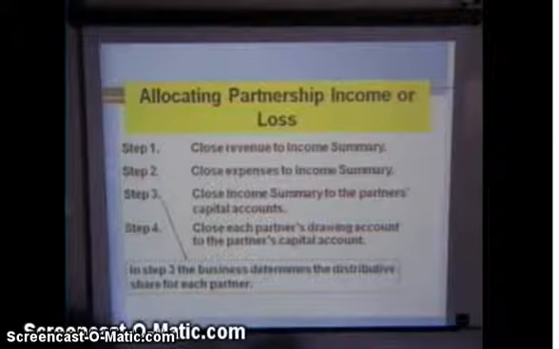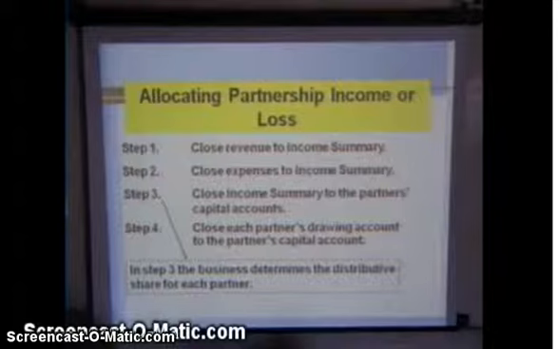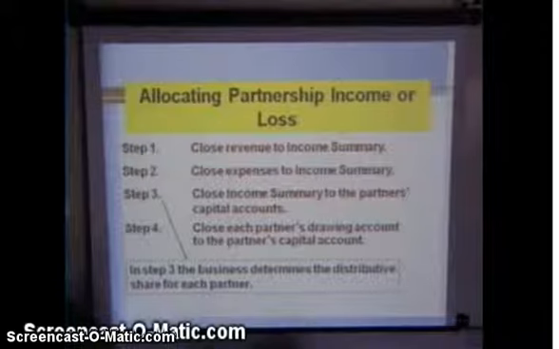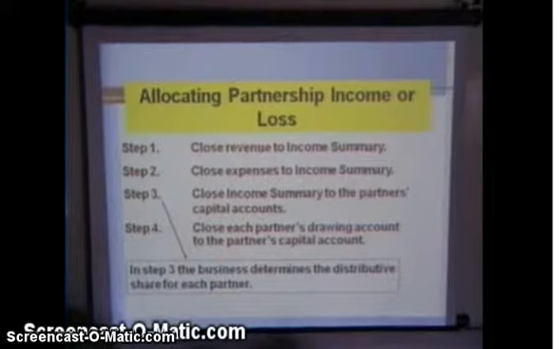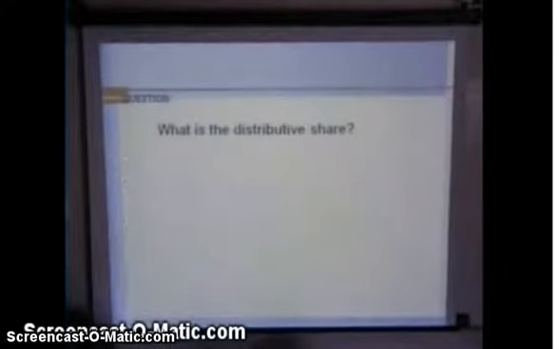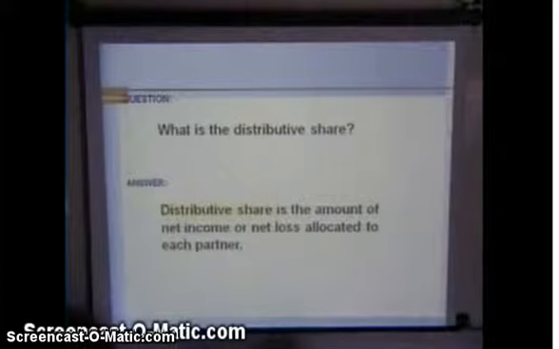Now, step 3, this is where in your partnership agreement you may have a formula or a method of deciding how much income each person gets. It's not necessarily 50-50. One of them may only own 20% of the business, and he only gets 20% of the income. So you have to go back to your formula to say how much each person gets. Their share is the amount that we're going to give to each one of the net income.